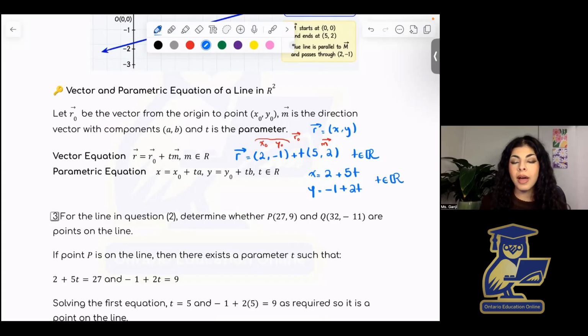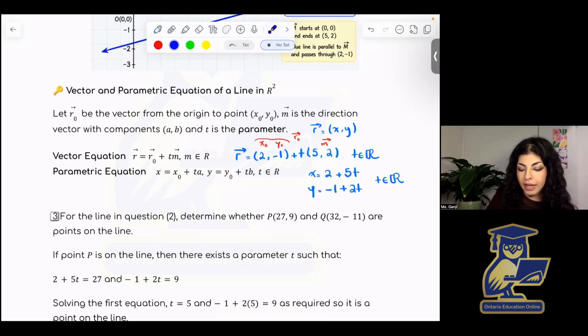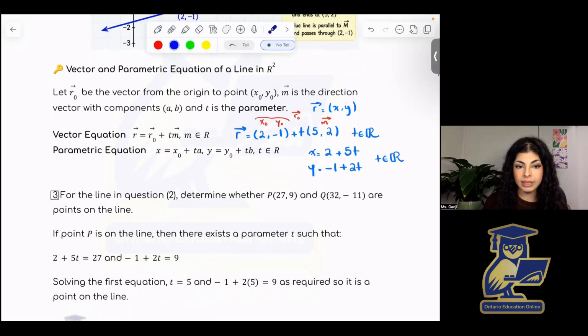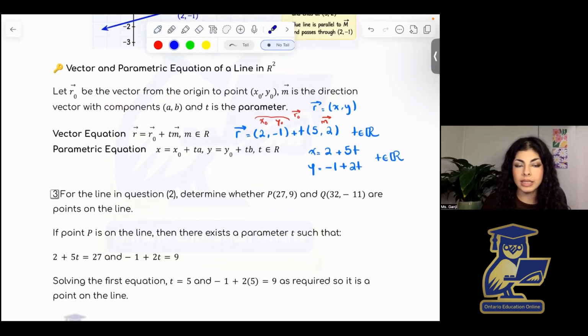And so if I wanted to find any point on this line, I can either input values for t and find the x and y, or sometimes you'll be given the x and y and asked to find what parameter gives that specific x and y. So let's look at this example here, which gets us to test that out.